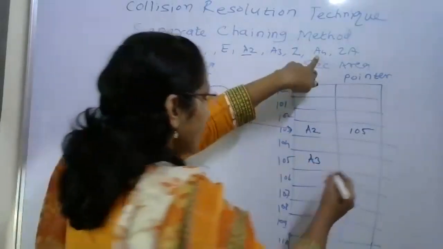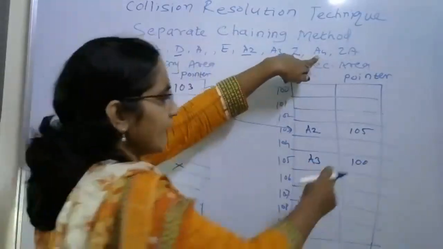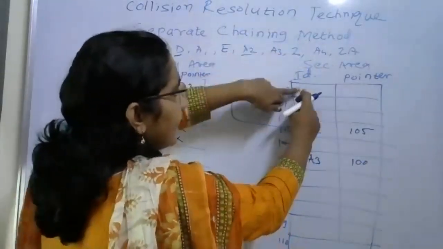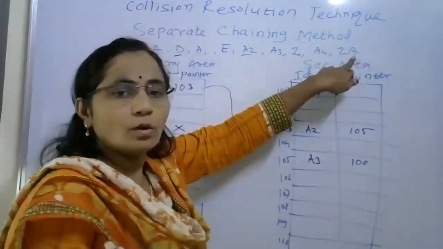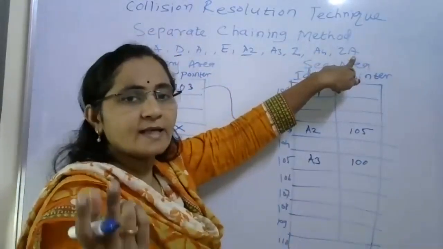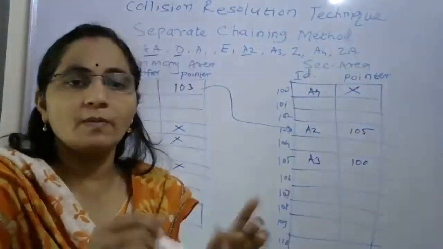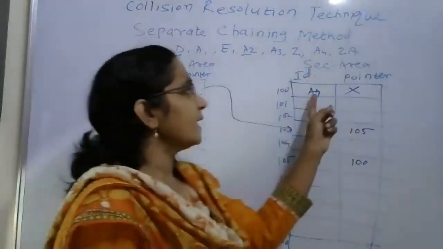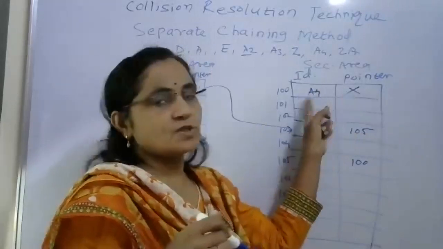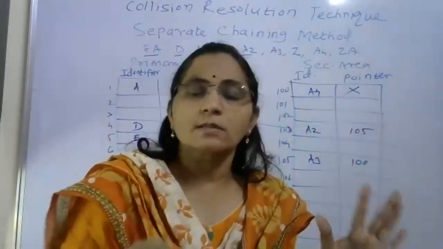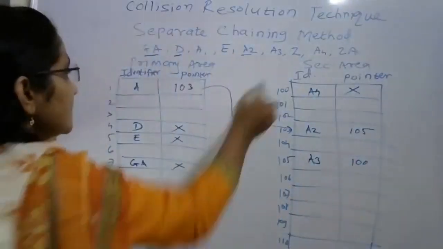Yes, A4. And now here, suppose I write 100. So what is the meaning? The meaning is that at the 100th location, the next colliding record is stored, that is A4. Now again you check, no, there is no identifier that starts with A. So you just cross it, meaning you put a null value in the pointer. The meaning is that there is no other identifier that starts with A, and hence the collision is resolved.